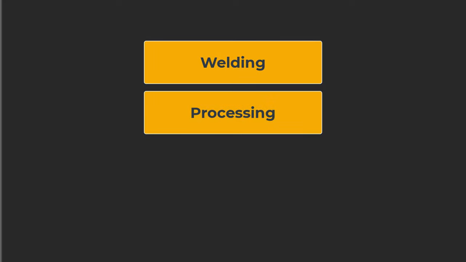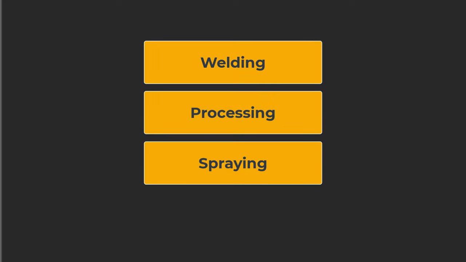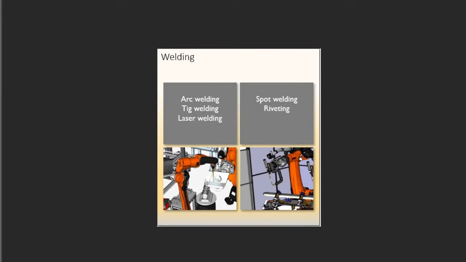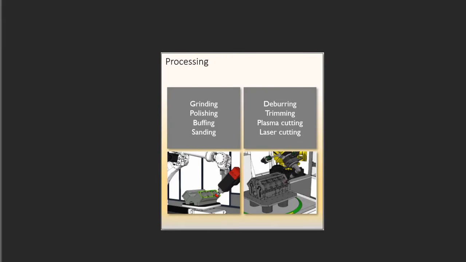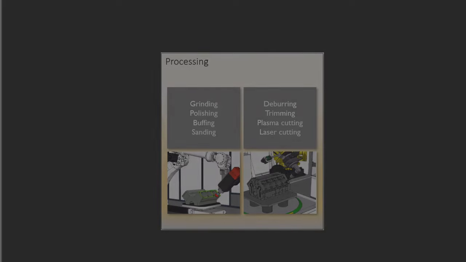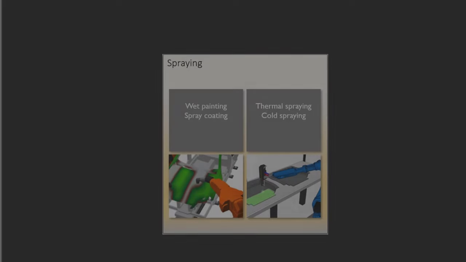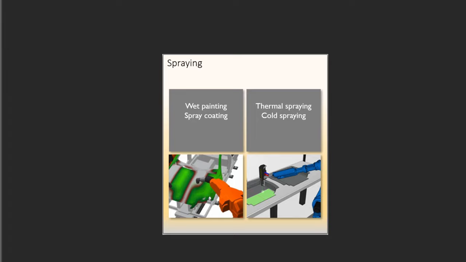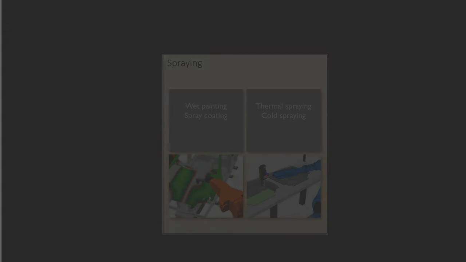Visual Components Offline Programming covers three main categories. First category is welding, then processing, then spraying. Under welding, there are applications like arc welding, TIG welding, laser welding, spot welding, and riveting. Under processing, there are applications such as grinding, polishing, buffing, sanding, deburring, trimming, plasma cutting, laser cutting. And under spraying category, there are applications such as wet painting, spray coating, thermal spraying, and cold spraying.